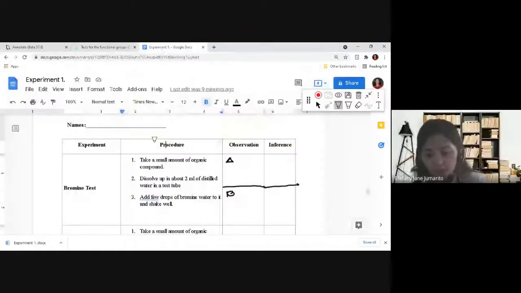Disappearance of the orange to red color of bromine, or no disappearance of the orange to red color. Then for your inference, if that's the case, is it an unsaturated compound or a saturated compound? Okay, now let's go back. So it is unsaturated. Okay, so that's it. You answer that one. Thank you for the example.